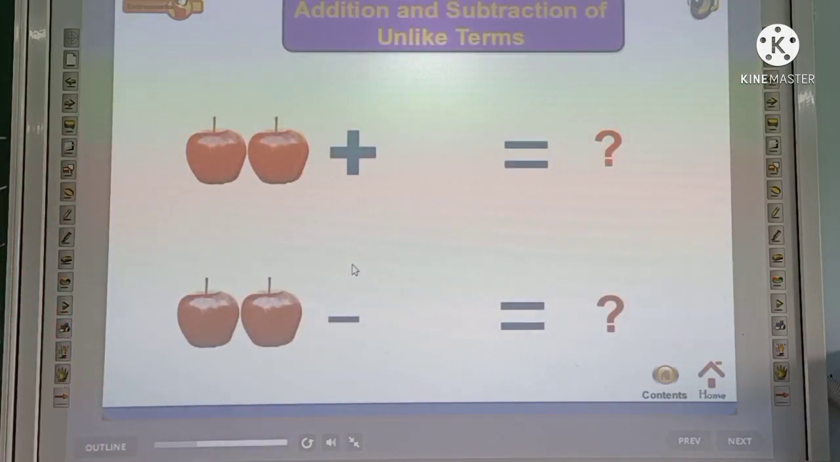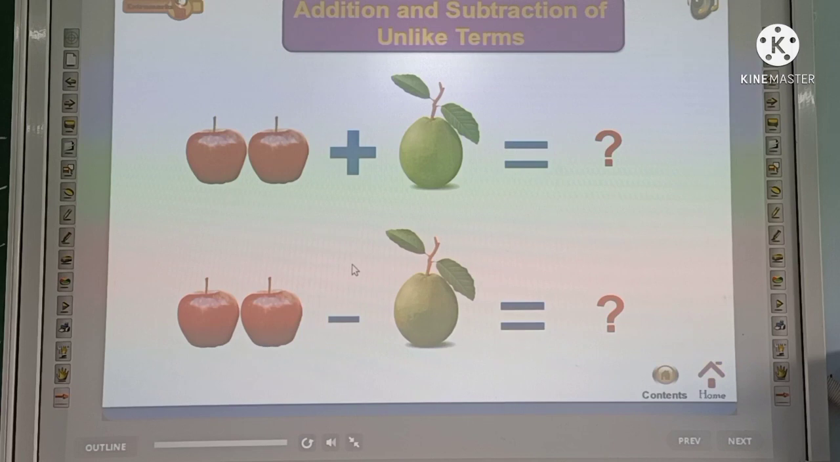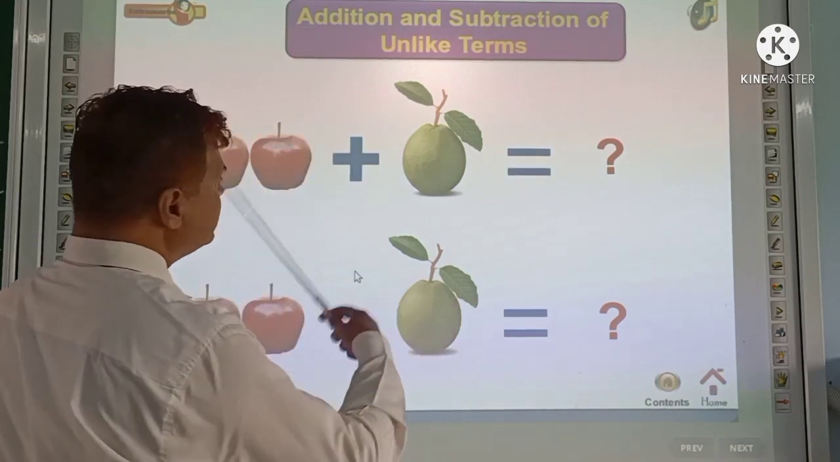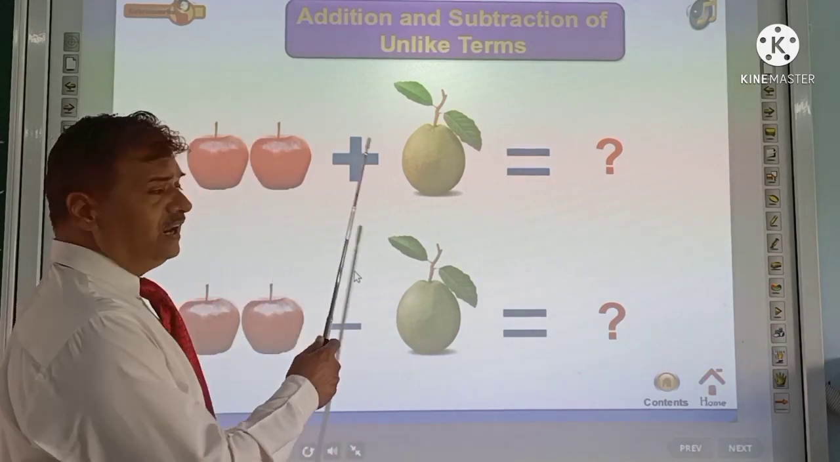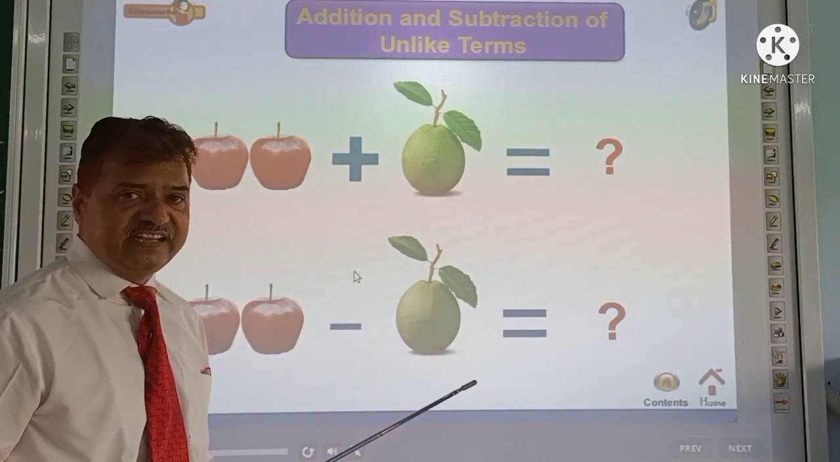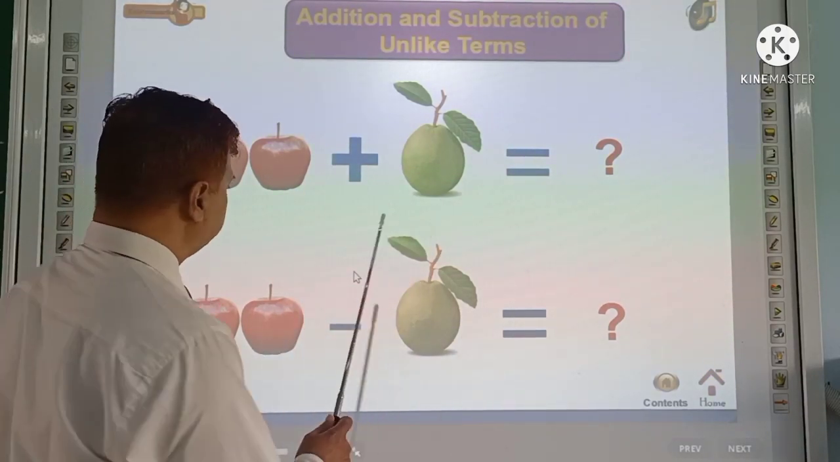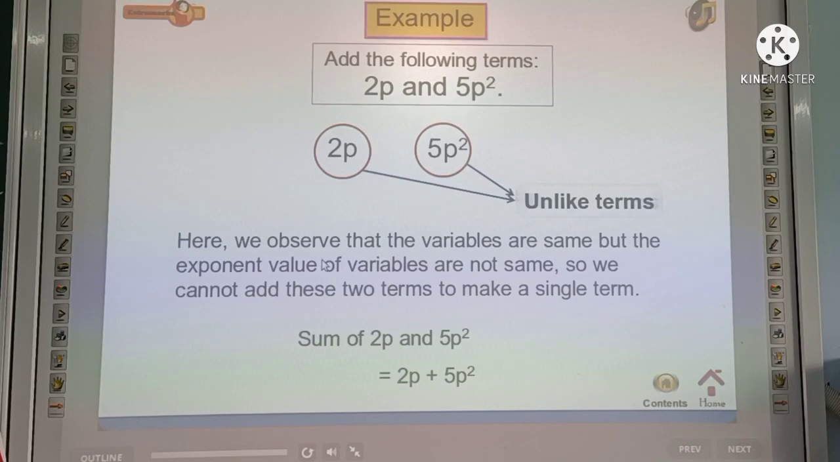Addition and subtraction of unlike terms. Can you add or subtract these? Students, in this example, we are unable to add an apple with guava. So our answer is no. We can't add and we can't subtract. Here, we observe that the variables are same, but the exponent value or the power of the variables are not same. So, we cannot add these two terms to make a single term.